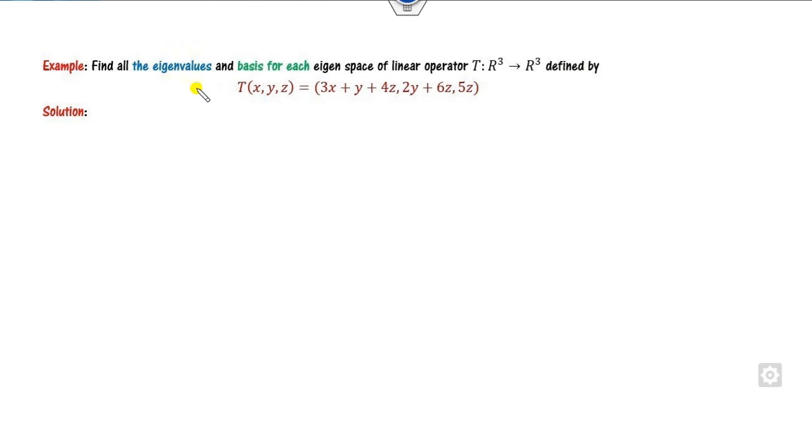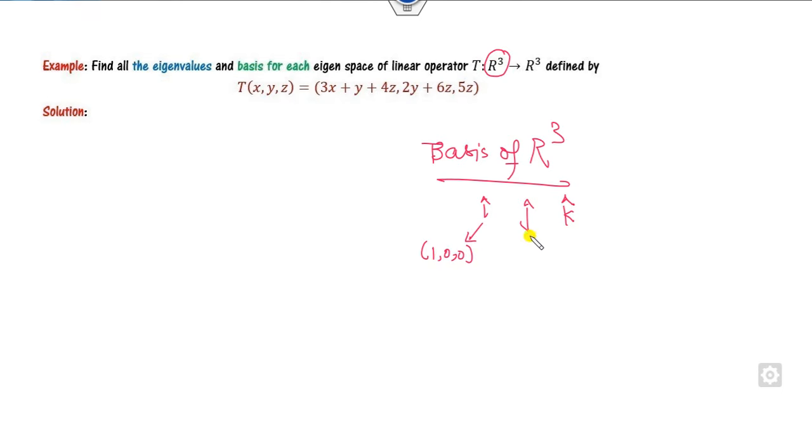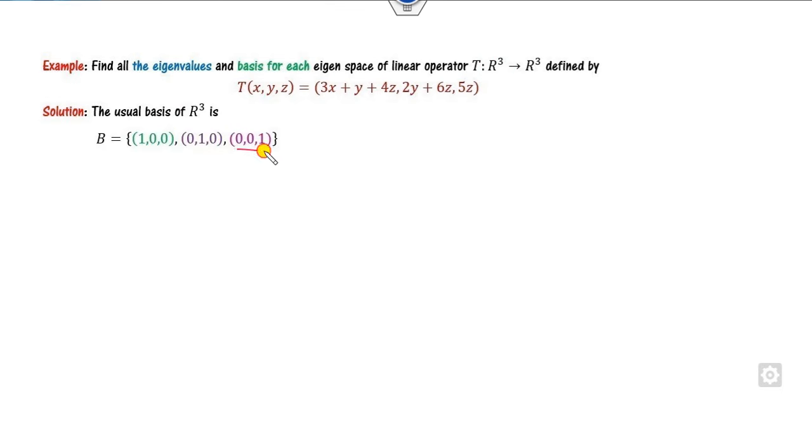The last example here, you can find this one. Now what is that? This is R cube. What are the bases of R cube? Standard basis. That is my i cap, j cap, k cap. This vector i can be written as (1, 0, 0), this vector as (0, 1, 0), and this one as (0, 0, 1).